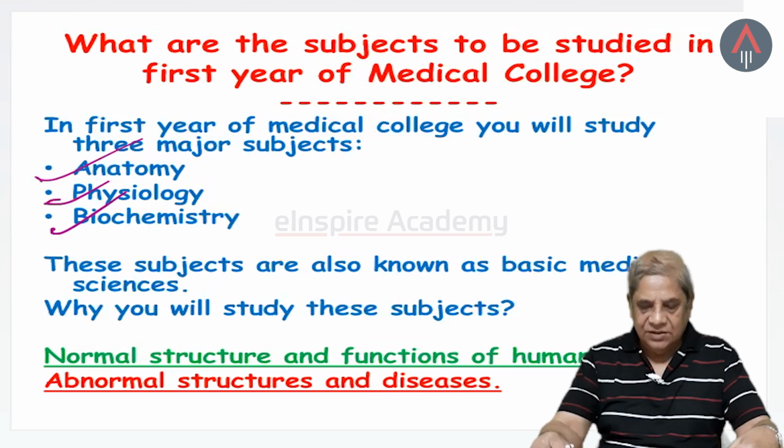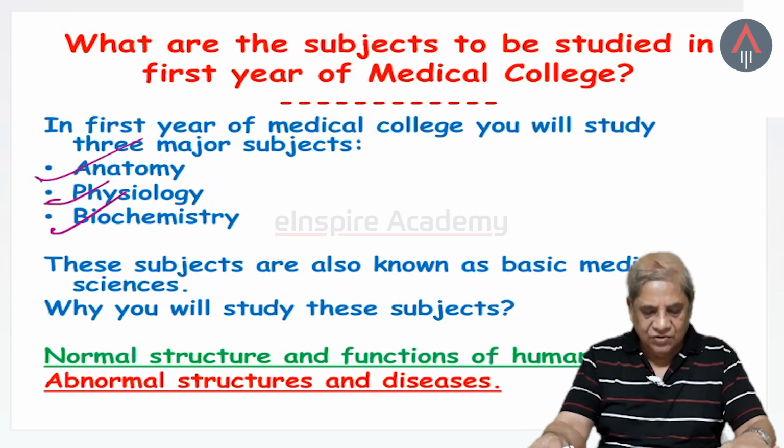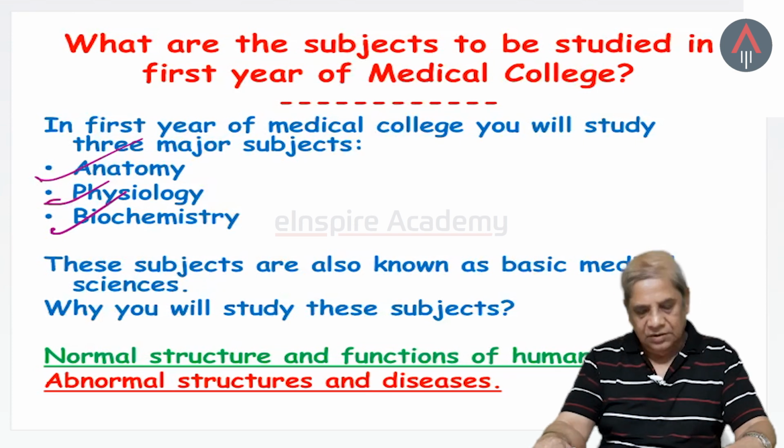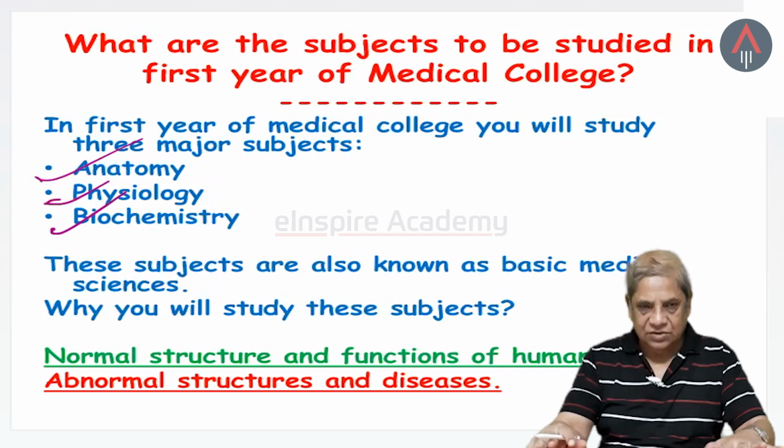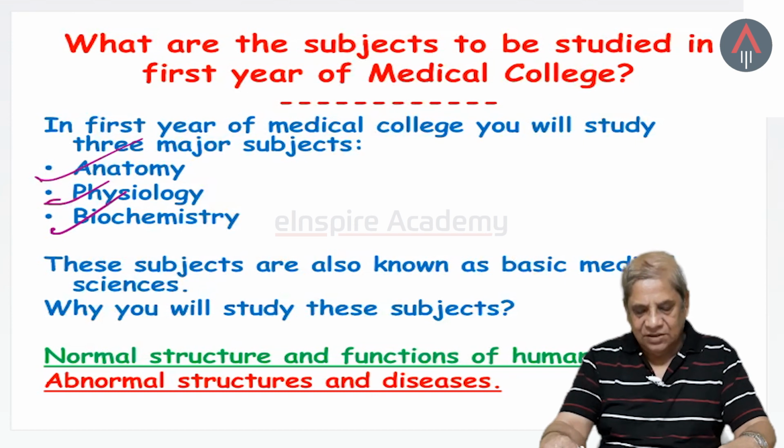Now, there is another subject in the first MBBS to be studied, and it is physiology. In physiology, you will learn how these various systems of the body actually function. So anatomy is only structure, while physiology deals with the functions of the various systems of the body, and as such the whole body. For example, you will learn how the heart pumps blood into the arterial system and how this blood returns back. Similarly, in the excretory system you will learn how the kidneys function.